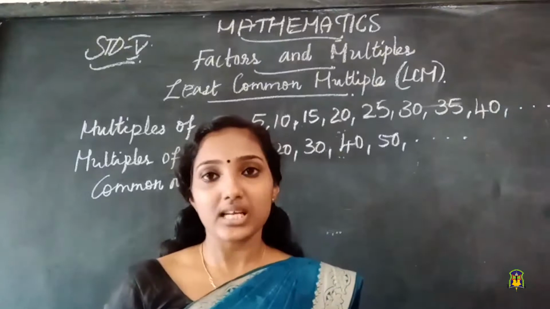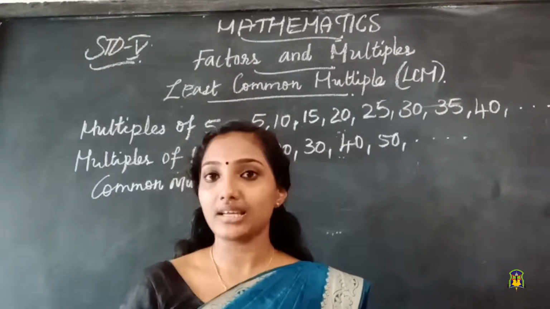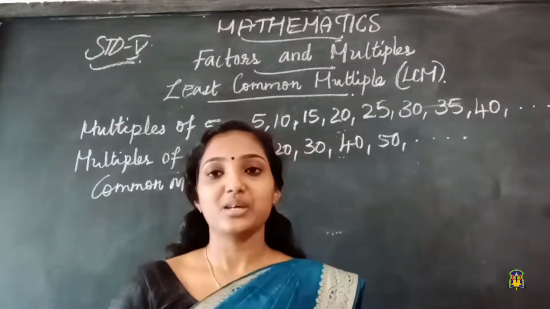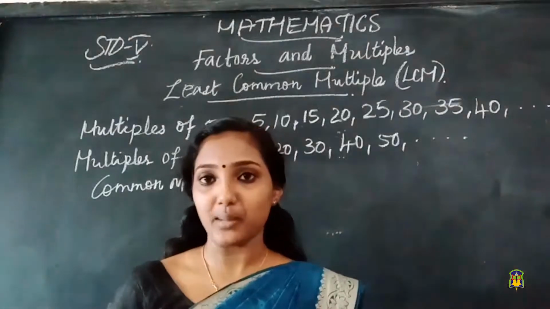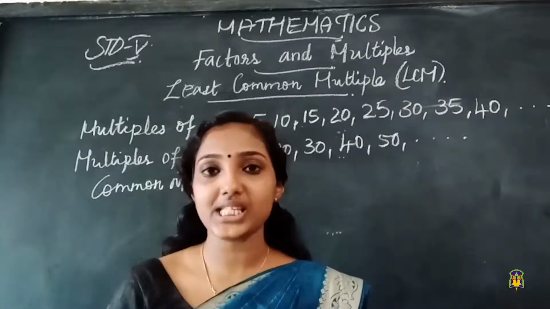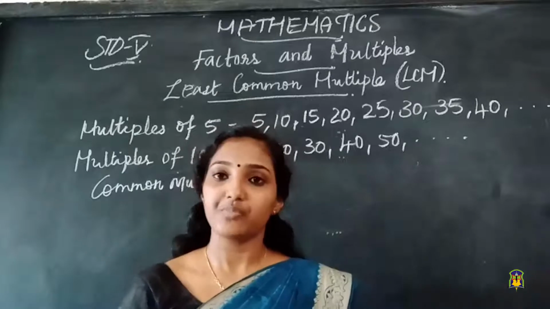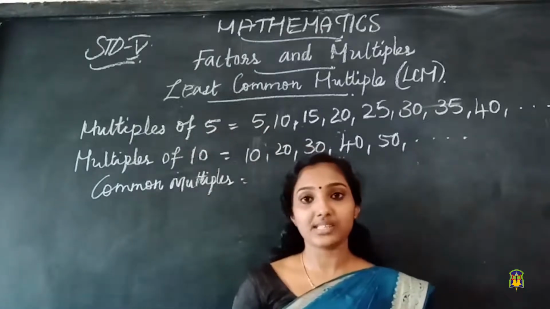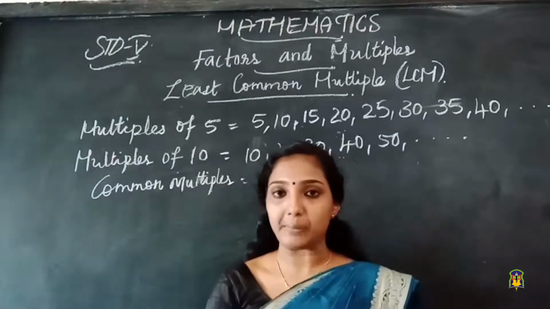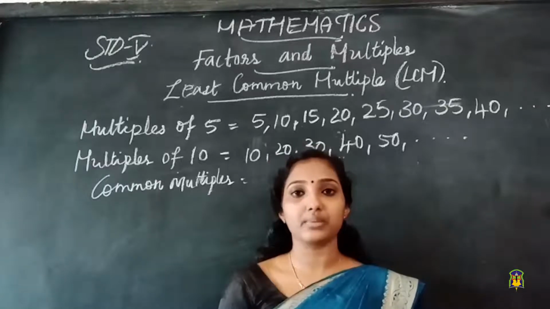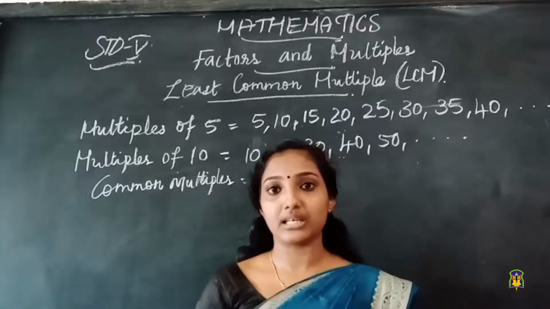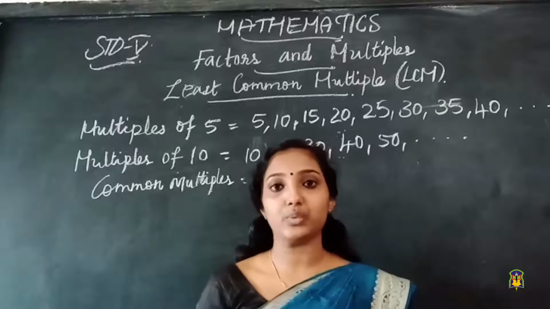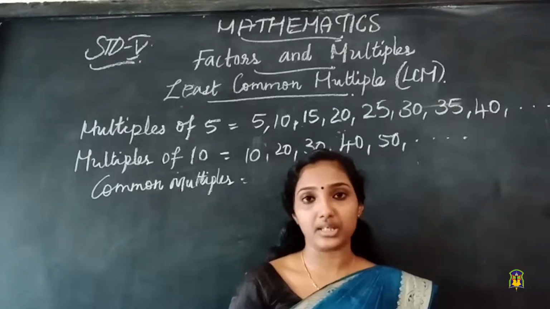So in our previous class we discussed how to find the HCF of two numbers, right? Today we are moving on to our next topic, that is LCM, least common multiples. In our first class we studied how to find the multiples of a number, right? How are we finding the multiples? When a given number is multiplied by any other number, we get a multiple of that number, right?